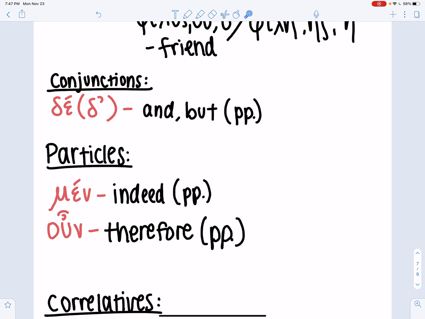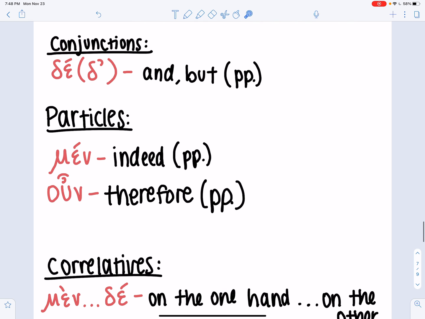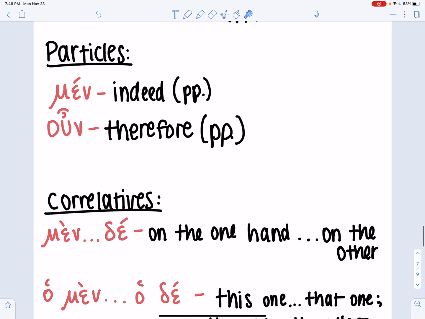So particles, our first one is men, which means indeed, and it is also post-positive. And then we have oun, which means therefore, and again it's post-positive. So if you're saying therefore the man, oun anthropos, you would actually say anthropos oun, the man therefore. Wouldn't really change your translation in English, you could translate it either way. But in Greek, when you're writing it, you're going to want to put this word after whatever word it's technically going with. You don't want to see it at the start of a sentence, in other words.